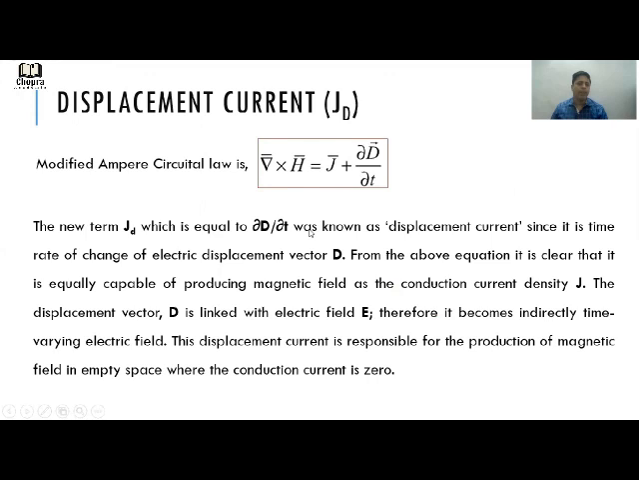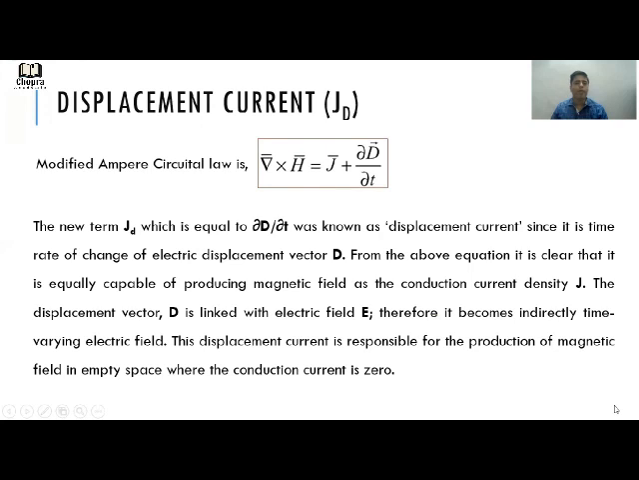Now, this equation is called modified Ampere circuital law. Curl H is equal to J plus dou D by dou t. Now, we have come across the new term which is called displacement current. Now, the new term JD, which is equal to dou D by dou t, is called displacement current since it is time rate of change of electric displacement vector D.